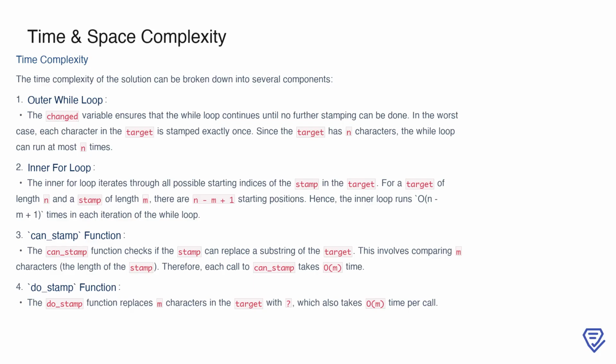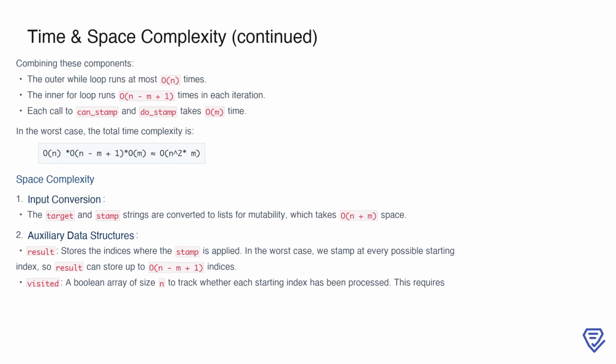For a target of length n and a stamp of length m, there are n minus m plus 1 such starting positions, making the inner loop run O(n - m + 1) times for each iteration of the while loop. Within the inner loop, the can_stamp function determines if the stamp can replace a substring of the target. This involves comparing up to m characters, making each call to can_stamp take O(m) time. Similarly, the do_stamp function replaces up to m characters in the target with a wildcard, which also takes O(m) time per call.